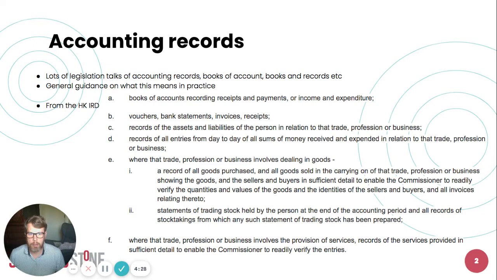The general guidance on what this means in practice is the books of account recording receipts and payments, or income and expenditure. That's what the IRD say, and the IRD go on to say that this includes the bank statements, the invoices, the receipts, the vouchers, and you can read through that list by yourself.